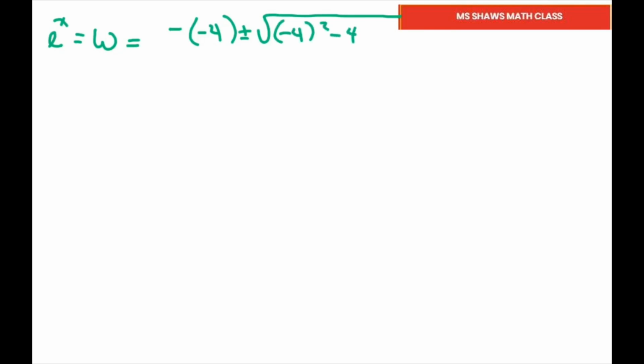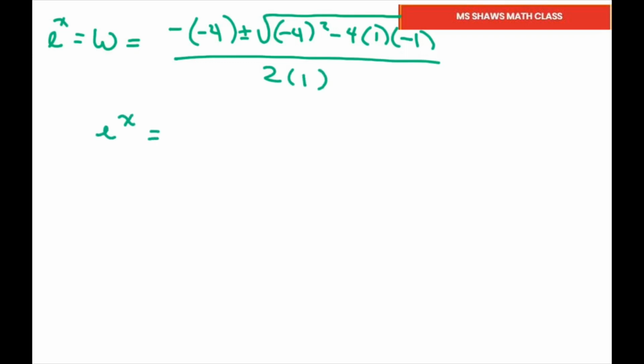So you plug all that in, and you're going to get, we'll just do w for now, which is e to the x, equals negative 4 plus or minus the square root of negative 4 squared minus 4 times 1 times negative 1, all divided by 2 times 1. So e to the x equals 4 plus or minus the square root of 20 divided by 2.